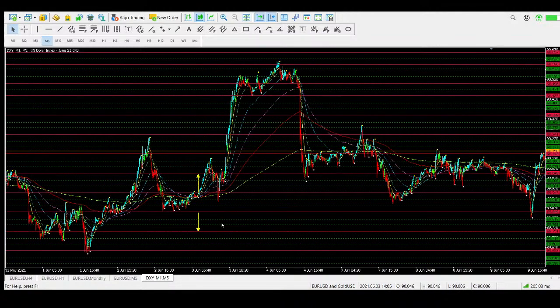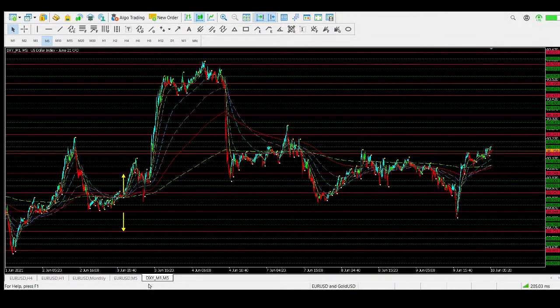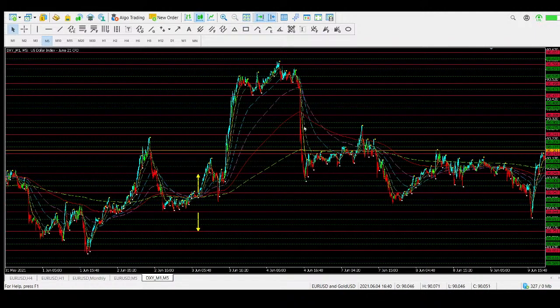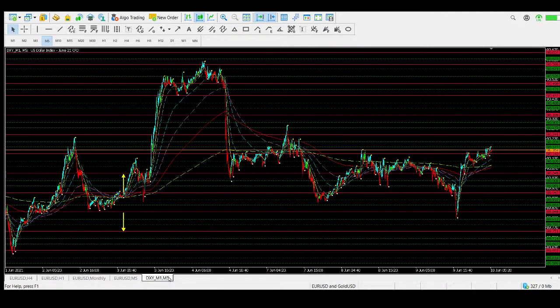And this was the trade setup. I had it over here when I was looking at the euro versus US dollar. So I had the same two trade setups. That's the US dollar index, June contract.